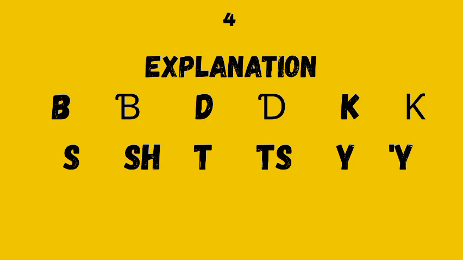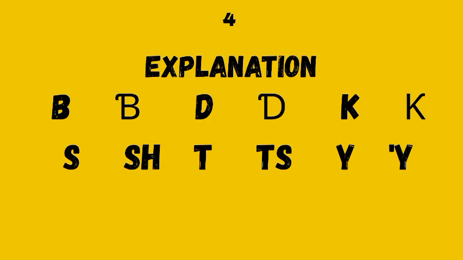S is pronounced as sa. SH is pronounced as sha. T is pronounced as ta. TS is pronounced as sa. We have two Y's in Hausa language. The first Y is pronounced as ya, while the second one that has an apostrophe at the back is pronounced as ya.